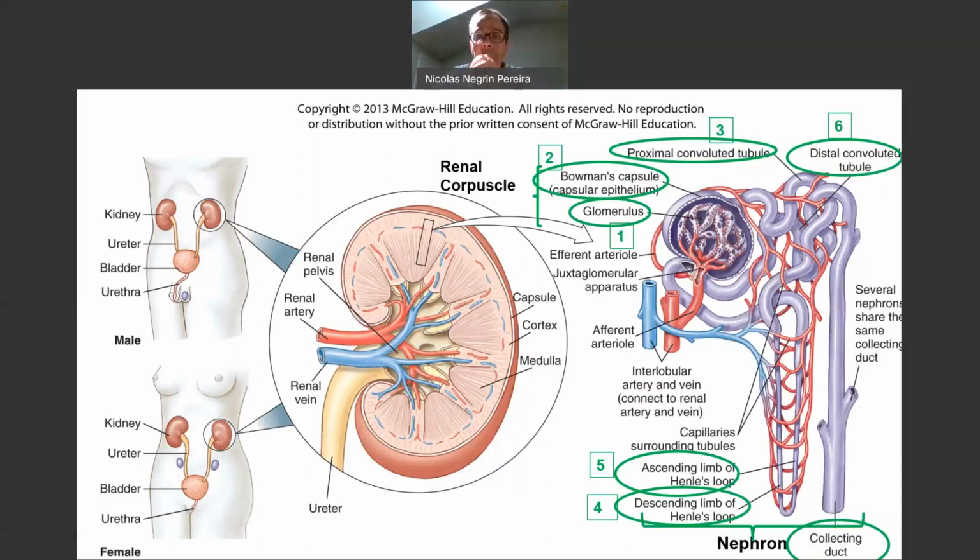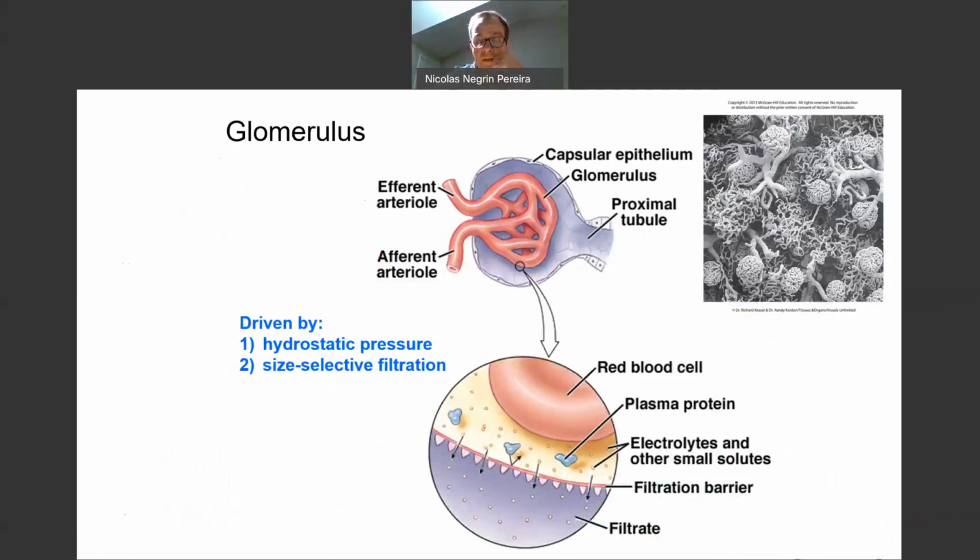from there will travel through the proximal convoluted tubule, and from there to the descending limb of Henle's loop, and back to the ascending limb of Henle's loop, distal convoluted tube, collecting duct, ureter, bladder, and to the exterior. And we have the ureters after the collecting ducts, followed by the urinary bladder, where the urine is, we can say, stored, and then will be eliminated to the outside by urination.